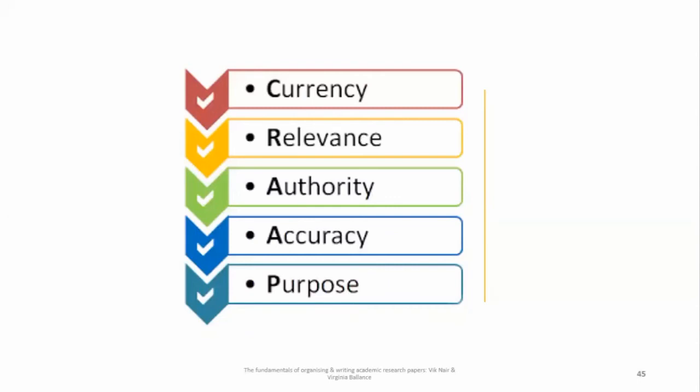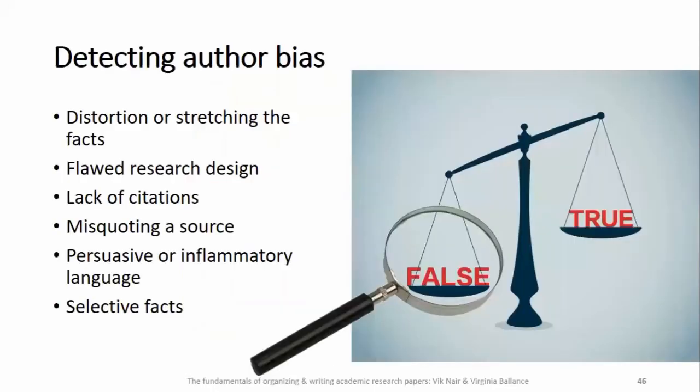So you don't get fooled, you have to read critically in order to detect things like author's bias, a flawed research design. Is there a lack of citations for the journal article? Is a source misquoted? Is the sample the right size? That kind of thing.